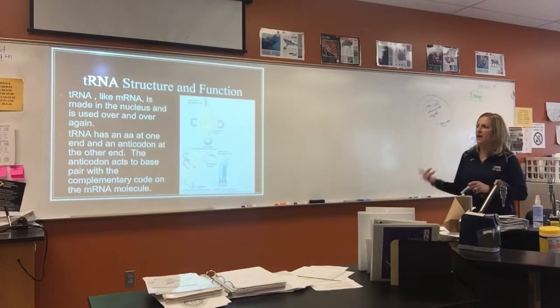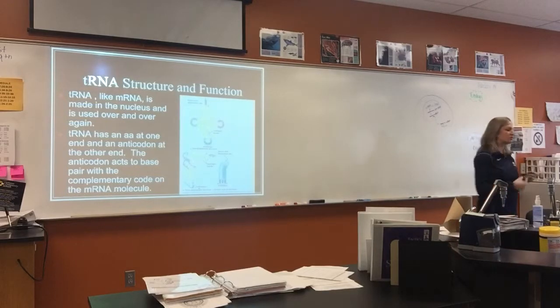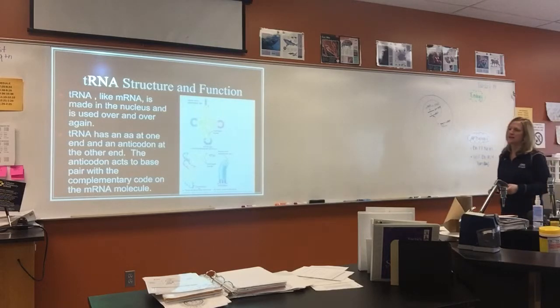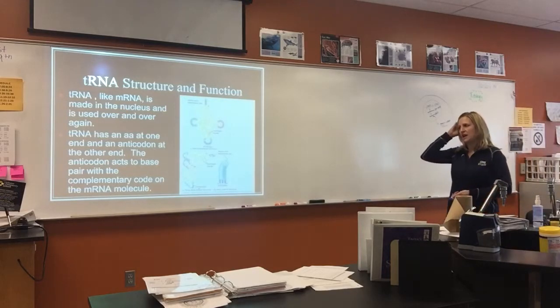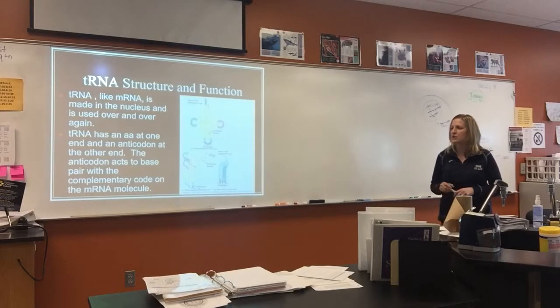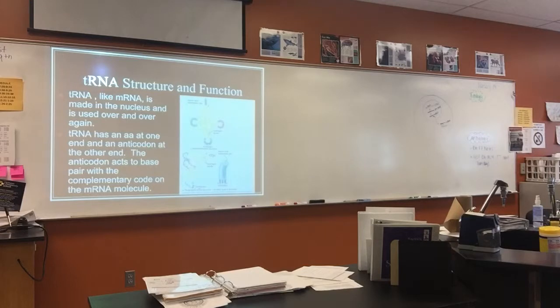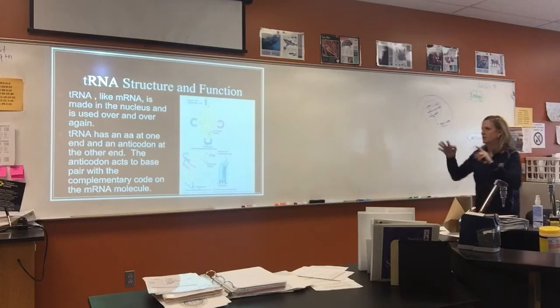So tRNA, like mRNA, is made in the nucleus and is used over and over again. tRNA has an amino acid, AA is amino acid, so you might want to write that out if you don't, at one end, and an anticodon at the other. The anticodon acts to base pair with the complementary code on the mRNA molecule. Let me talk about this picture here and what this means.